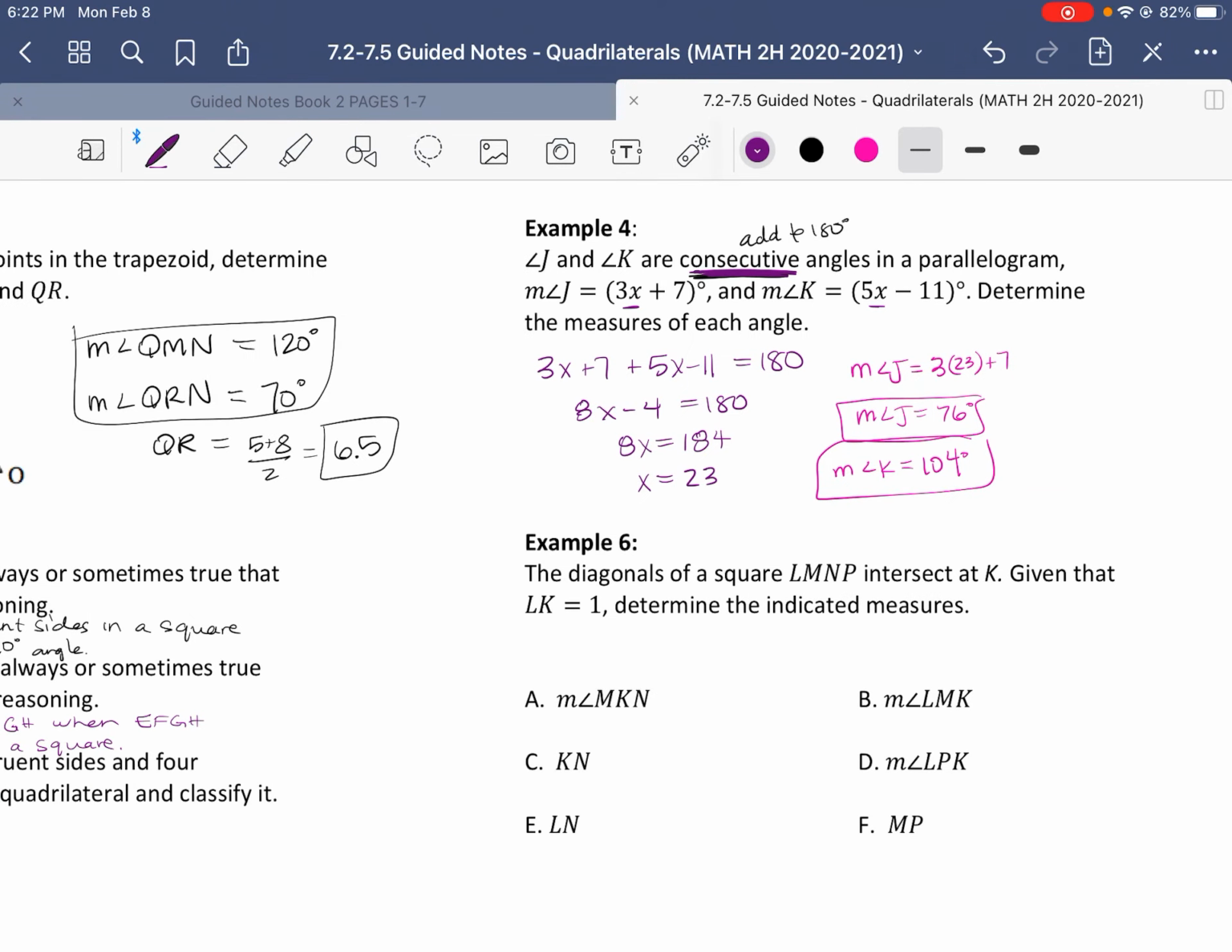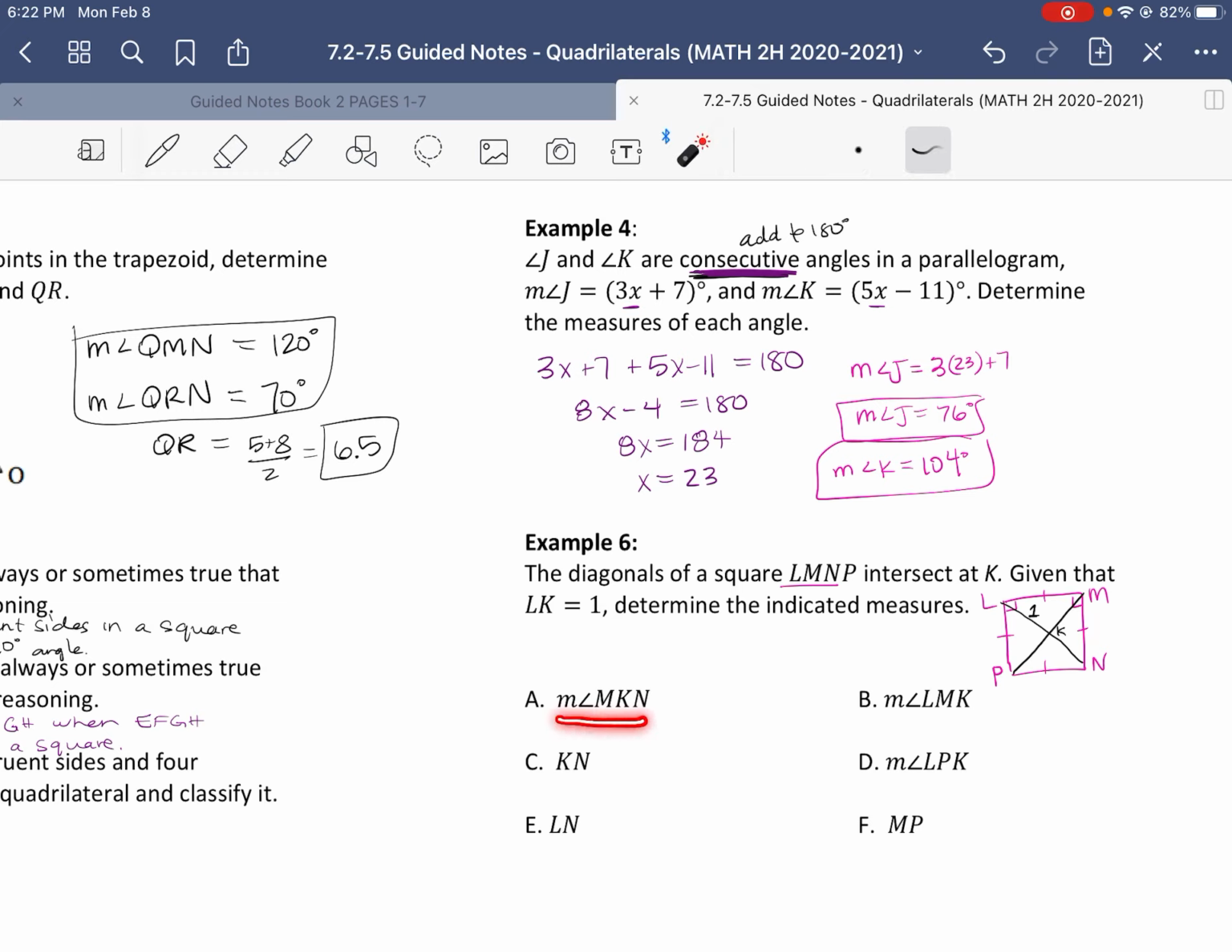Okay, last one. The diagonals of a square. So again, dealing with a square one more time. JKLM and P. So I'm going to draw a little diagram of it over here. Remember, we go around clockwise. It's a square, so I'm going to put some 90-degree marks there and then go with congruent sides. And it says the diagonals of the square, so I'm going to draw in some diagonals. They intersect at point K. So this is going to be K. Given that LK is 1, so L to K is equal to 1, determine the indicated measures.